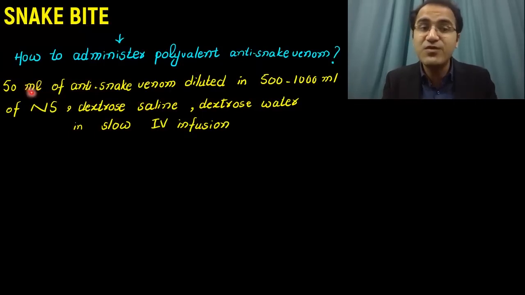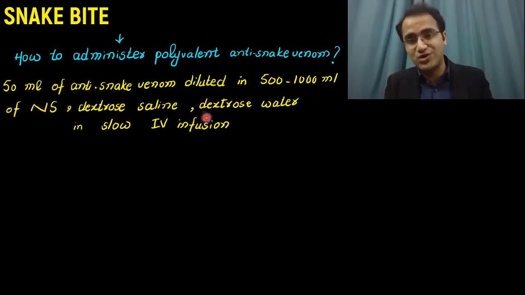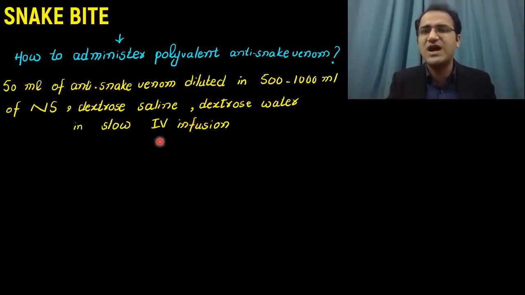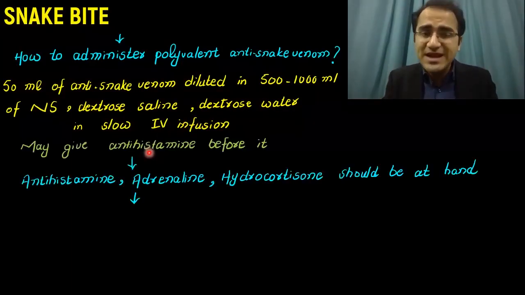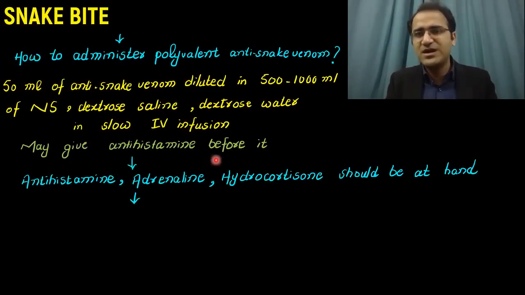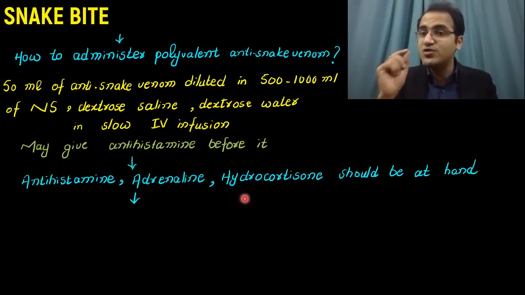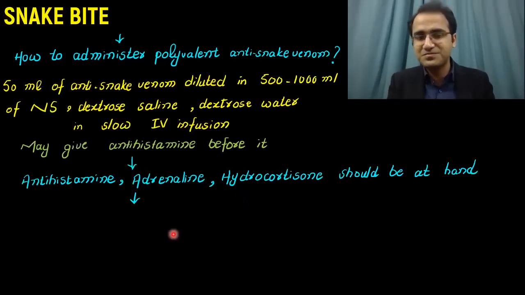What you do is that you take 50 ml of anti-snake venom and you dilute it in 500 to 1000 ml of either normal saline, dextrose saline, or dextrose water. And you slowly start the IV infusion. You can give antihistamine before it as a preventive measure for anaphylactic shock. You must have antihistamine, adrenaline, hydrocortisone at hand when you are giving anti-snake venom to these patients. You should not start infusion if you do not have any one of these things.